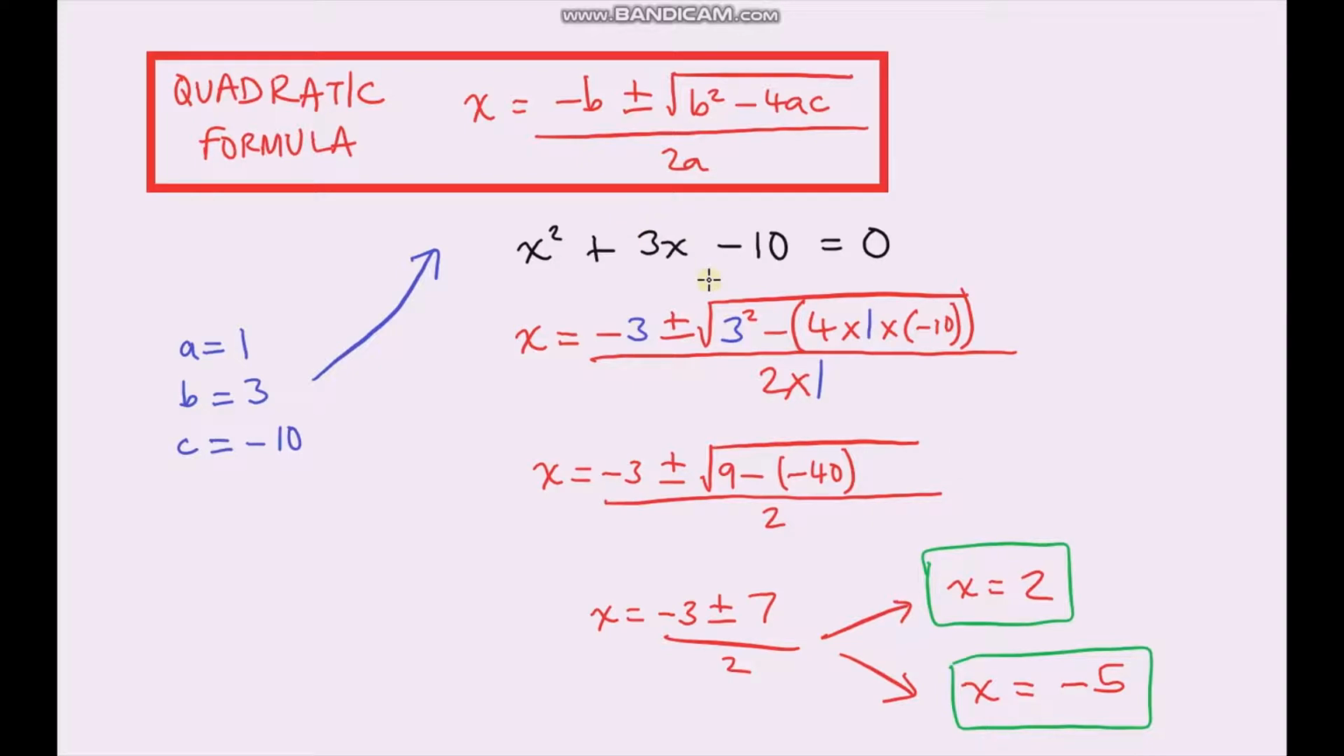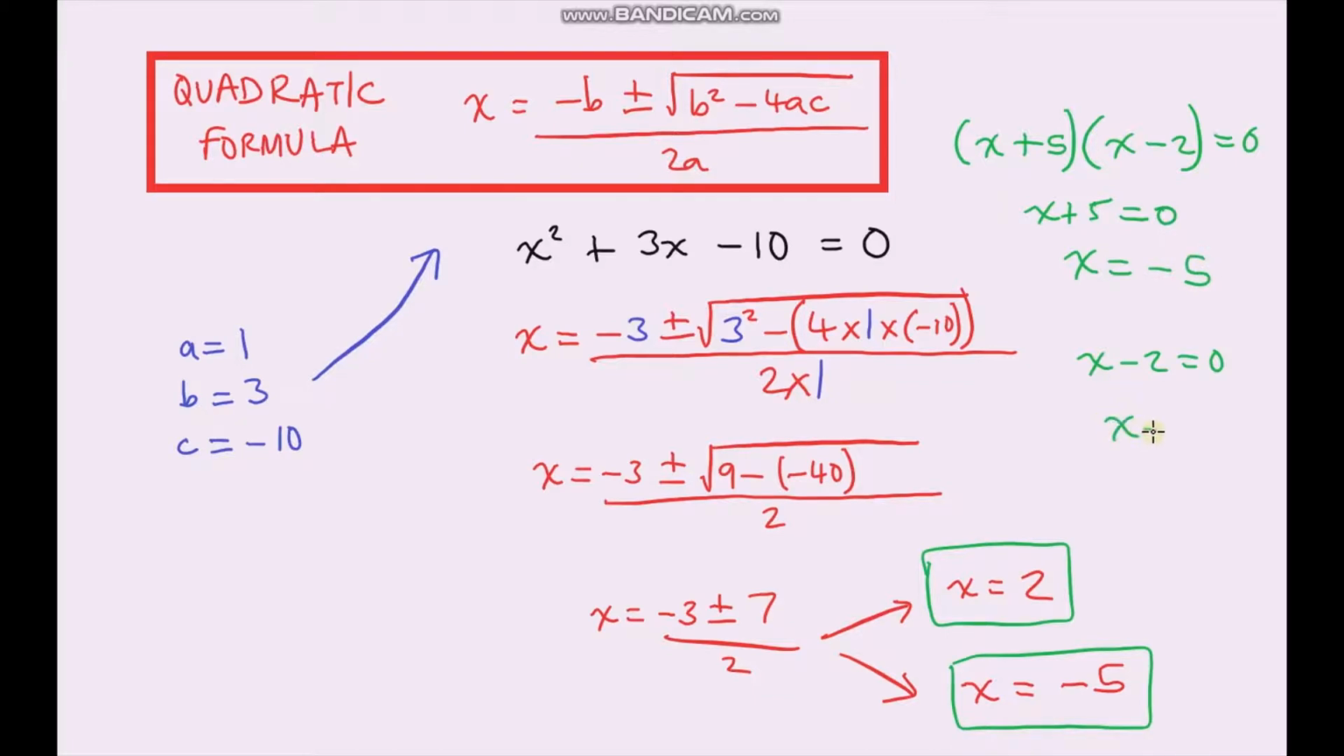Well, those two numbers will be positive 5 and negative 2. So we're going to have (x + 5)(x - 2) = 0. So we're going to have two solutions, either x + 5 = 0 or x - 2 = 0. When we solve these two equations, we're going to get x = -5 and x = +2, which is exactly the same answers as we got down here.